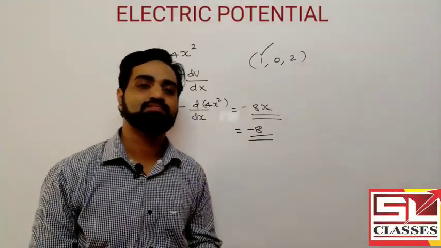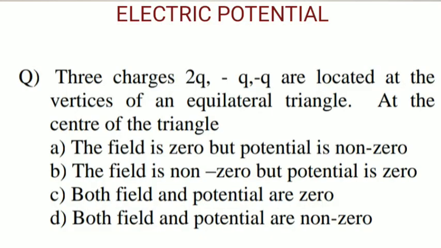Please listen. Next question. Three charges 2q, minus q and minus q are located at the vertices of an equilateral triangle. At the center of the triangle, and options are given, read very carefully. The field is zero but potential is non-zero. The field is non-zero but potential is zero. Both field and potential are zero. Both field and potential are non-zero.